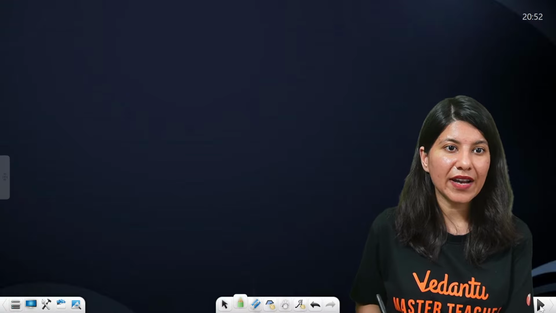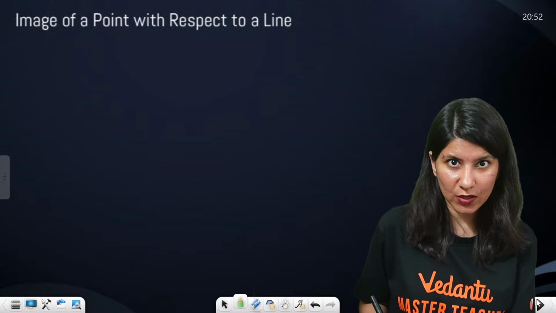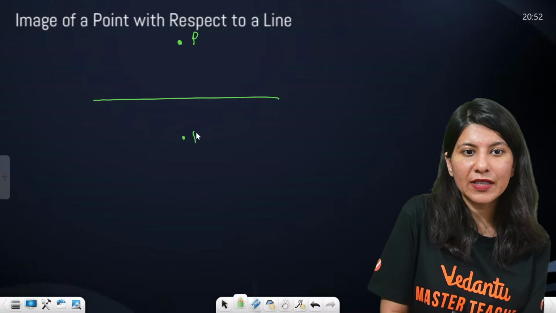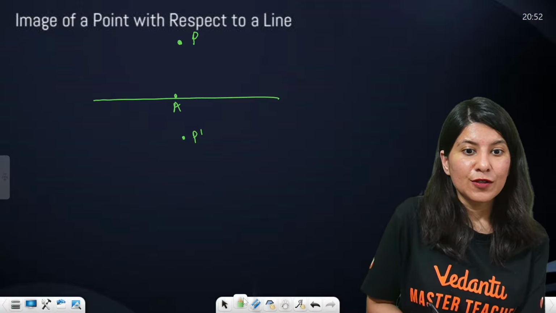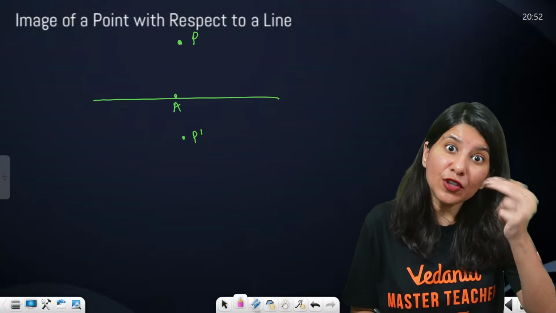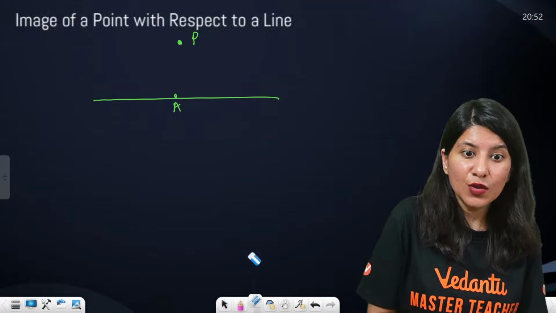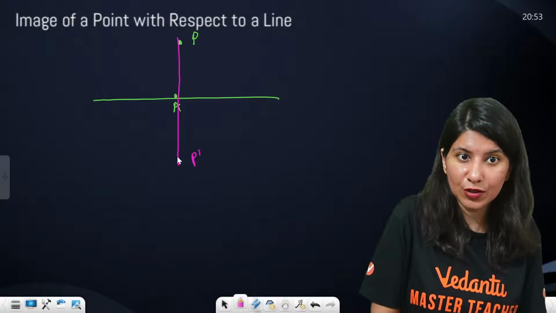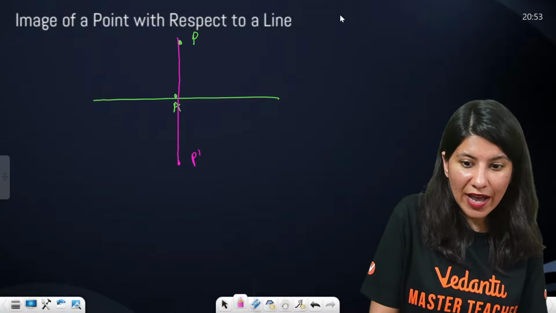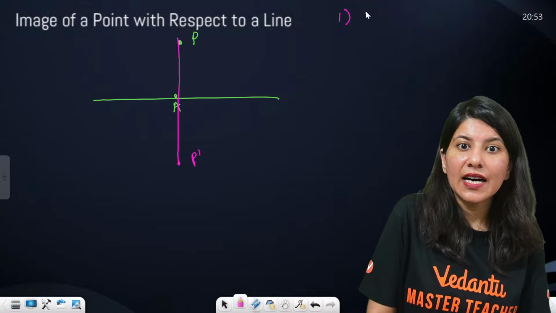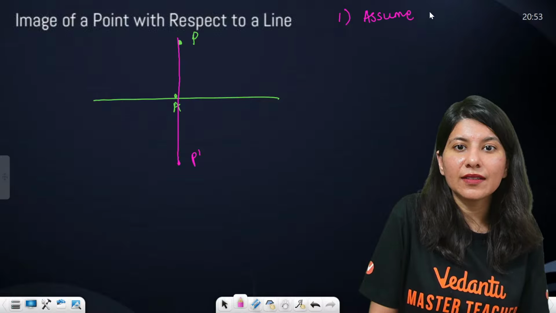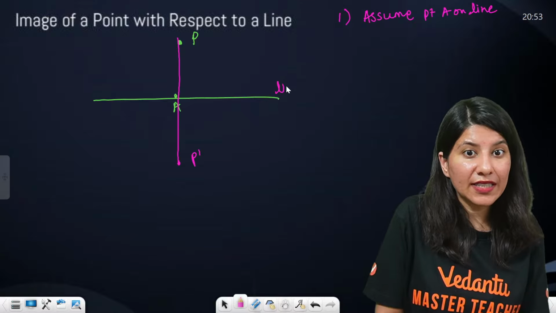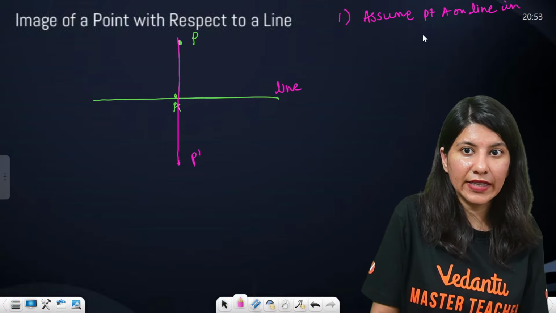Now we are having image of a point with respect to a line. So if you have to figure out image of a point with respect to a line, understand, before that you have to calculate foot of perpendicular. So you can't calculate image of a point without even calculating foot. So again, steps are same. You have point P. Step number 1, assume point A on the line, in terms of lambda.